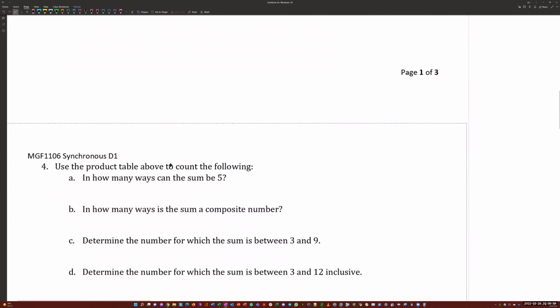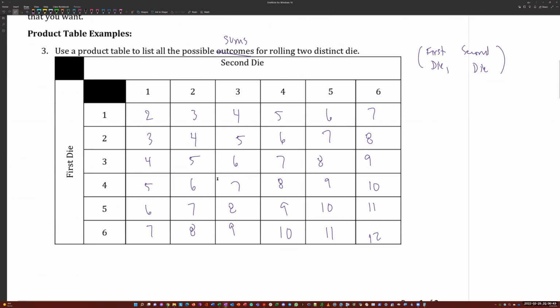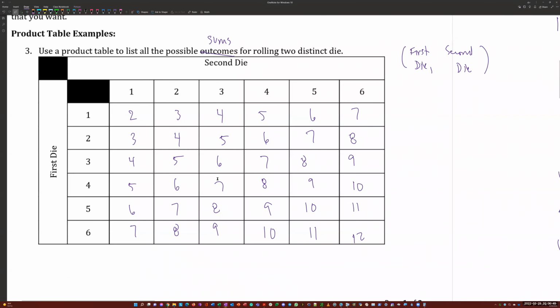Use the product table above to count the following. How many ways can the sum be a 5? This would be kind of a hard question if I don't do it this way. Does that make sense? Yes. All right. How many ways would the sum be a 5? What would you say? 4. Does that make sense? Yep, because we've written out the whole thing.